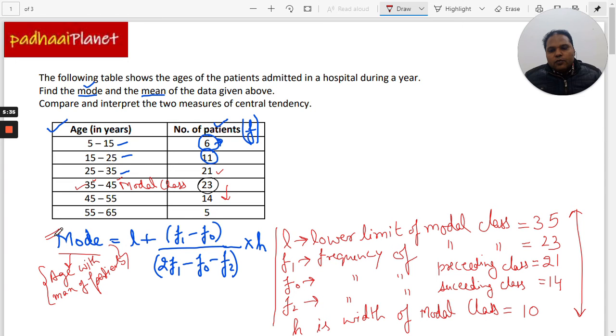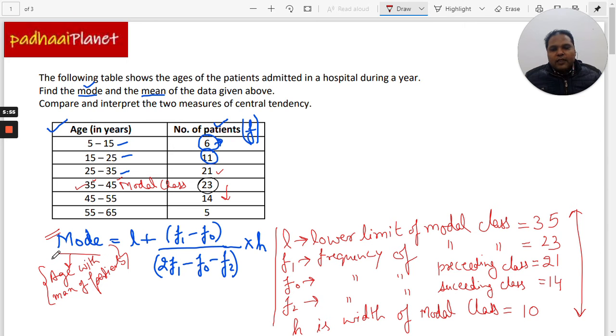This data is very small here, but if we have a very large amount of data, where thousands and lakhs of patients are there, and we need to find out which age maximum patients have got.